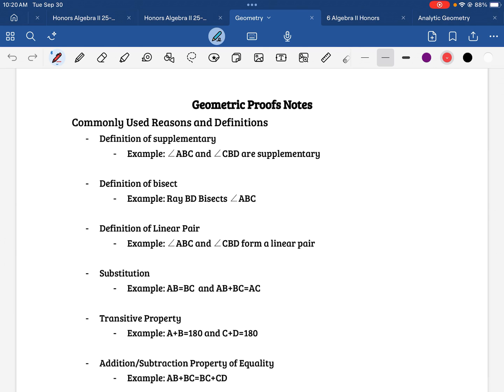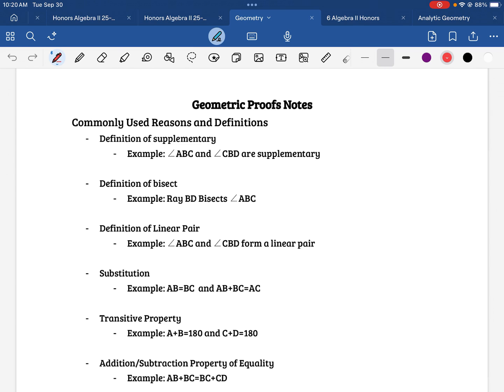Today we're going to talk about geometric proofs. So a couple days ago we talked about algebraic proofs. Now we're going to move on to geometric proofs. Same kind of idea as algebraic proofs. With a geometric proof, you're going to have two columns. You're going to have a statement and a reason.